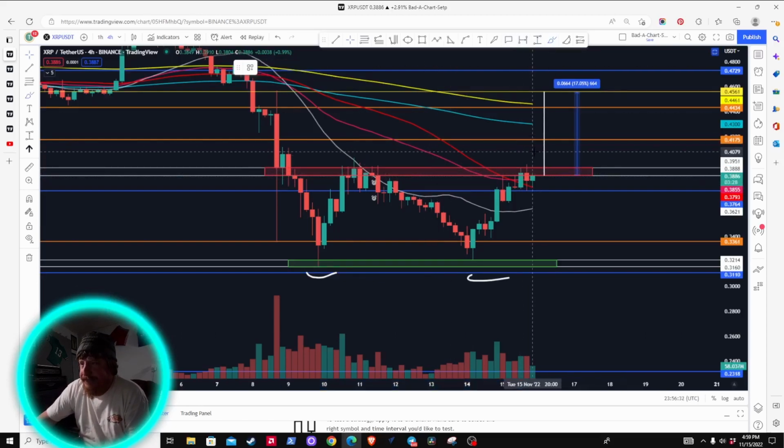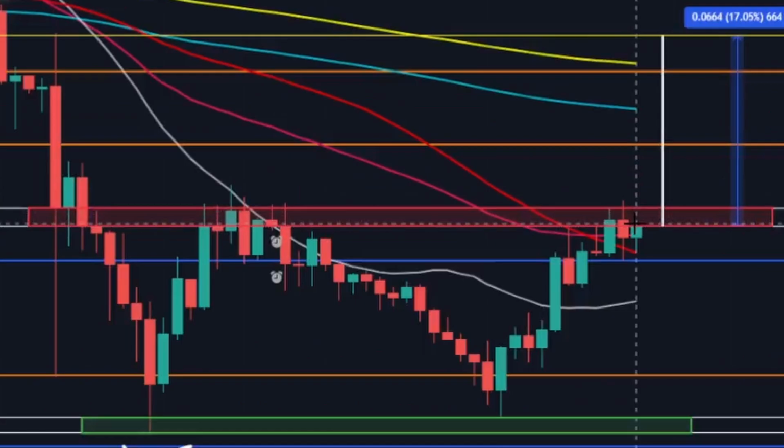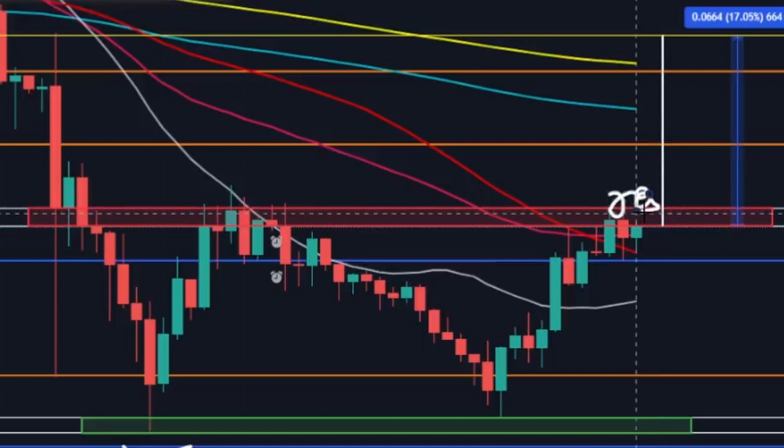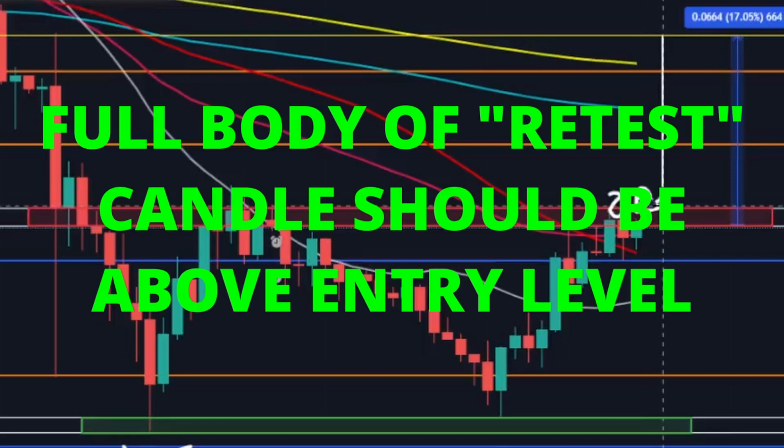What I want to see for entries is a body of a candle close above this area. So you might get, say, a wick like we got here right next to it, but the body closes below. I want to see a body close above, which in this case would be around 39.5 cents, followed by a second candle that retests. And I don't care how far it retests. That's something I've mentioned in previous videos as far as retest candles. I don't care if there's a wick that comes clear down to here, as long as the body of the next candle also closes above the top side of that zone.